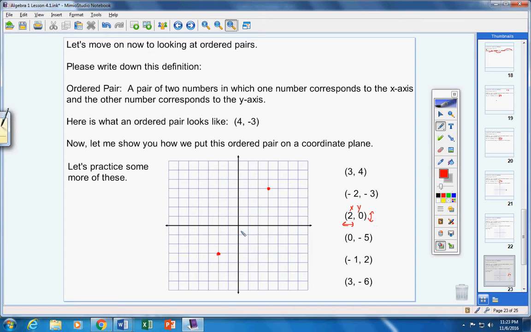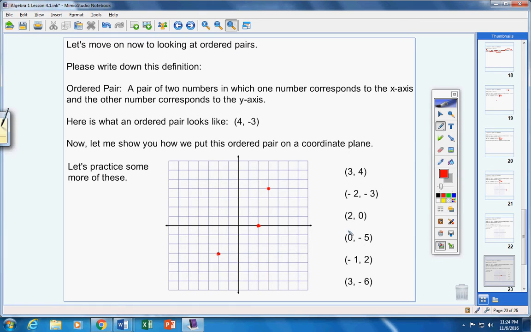Okay, start at the origin. We go over 2. 1, 2. And then we go up and down 0. So we don't go anywhere. You're finished. So we go over 2, 1, 2. And then we go up 0 and down 0. So we just stay right there.